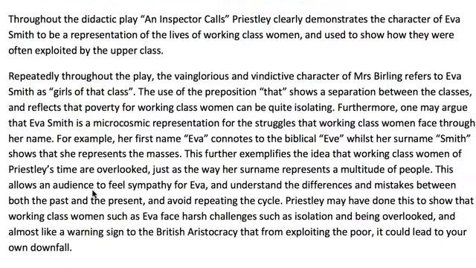Throughout the didactic play An Inspector Calls, Priestley clearly demonstrates the character of Eva Smith to be a representation of the lives of working class women and used to show how they were often exploited by the upper class. So I guess one of the first things to talk about here is this short and concise introduction really does make it very clear that the character of Eva is being used to present a message from Priestley.